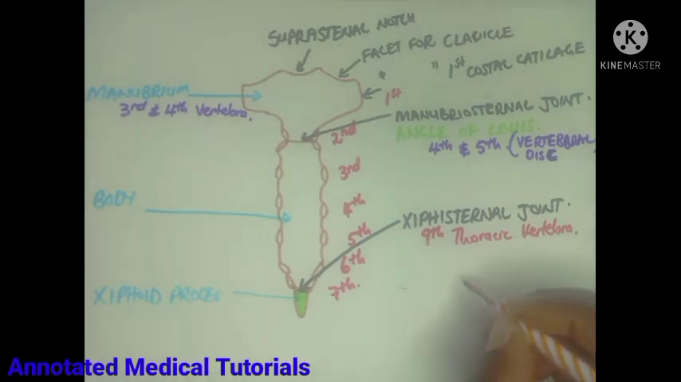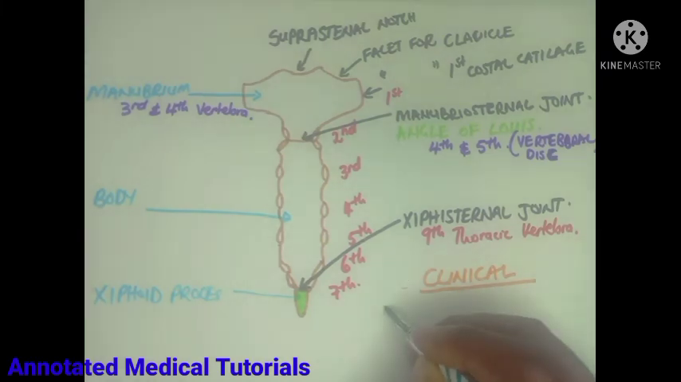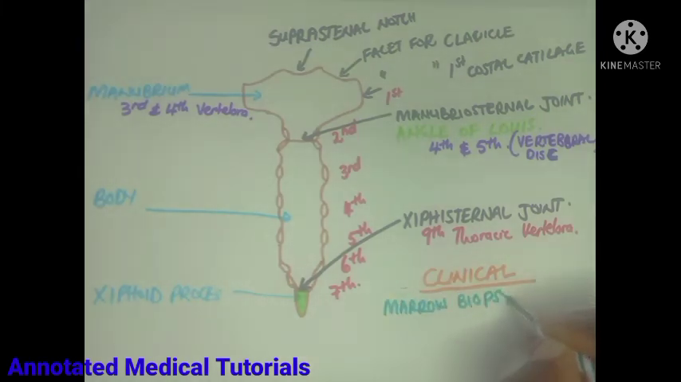So now it is the time where we mention the clinical correlates of the sternum. We should know that the sternum possesses radiohematopoietic marrow throughout life. So it is the common site where the marrow biopsy can be done. So under local anesthetic, a wide bone needle is introduced into the marrow cavity through the anterior surface of the bone so that tissue can be obtained and then sent to the laboratory.